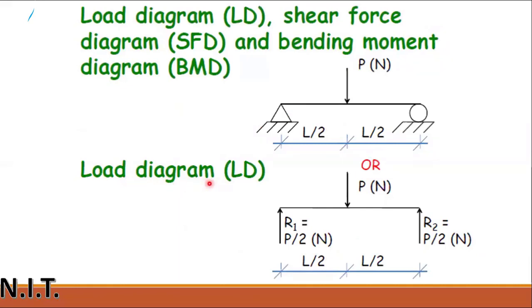The load diagram can be drawn with the reactions. It is clear that at one support reaction 1 will be P by 2, and for the other support reaction 2 will be P by 2. Clear?